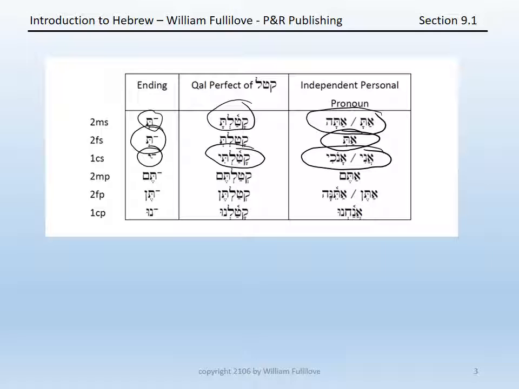The first common singular form, katalti, ending in a hireq yod, likewise ani, anoki, ending in a yod. Ketaltem and ketalten, ending in tem and ten, and then atem and aten, though note again the variant form atena, and the first common plural katalnu, ending in nu, likewise anachnu, the first common plural independent pronoun, which we would translate as we.